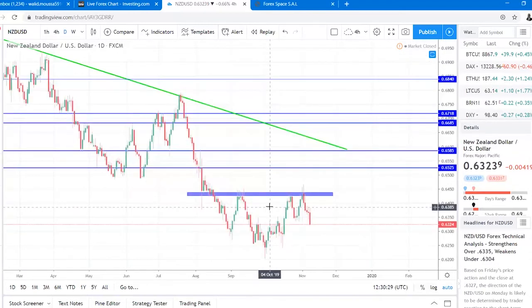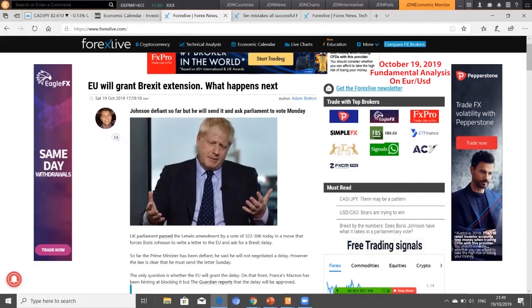And now let's move to the euro dollar trading idea from 2 weeks ago. This week I'm bearish on the euro dollar due to the Latvian amendment passed on Saturday.